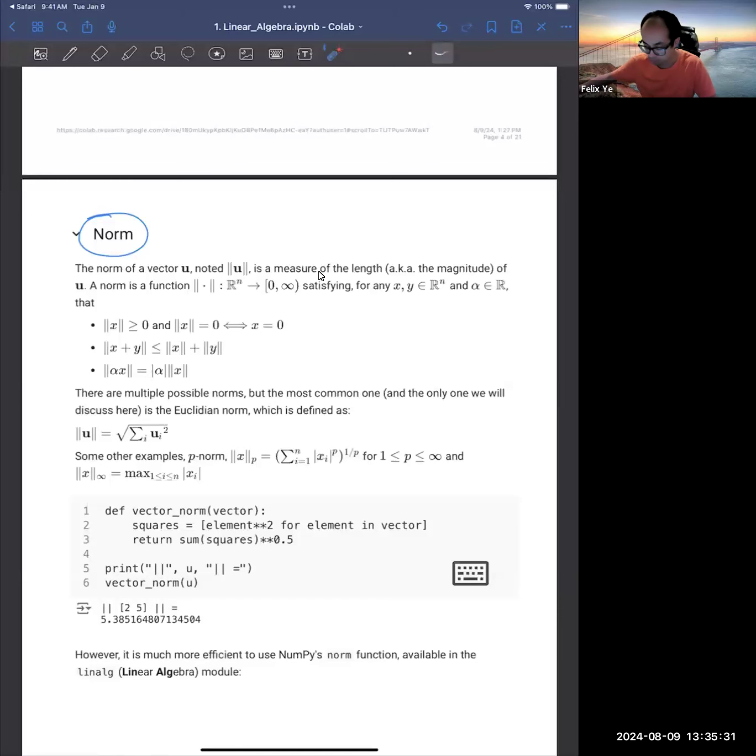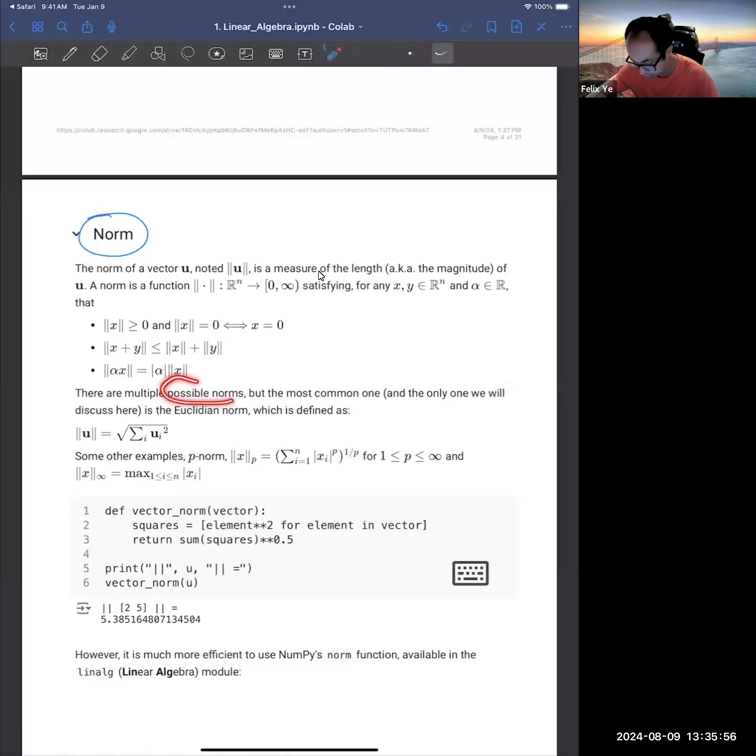that needs to satisfy three properties. It's non-negative, and is 0 if and only if x is equal to 0. It has to satisfy the triangle inequality. It also needs to satisfy linearity: we can move the alpha out if alpha is positive.